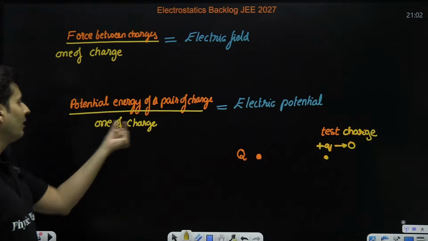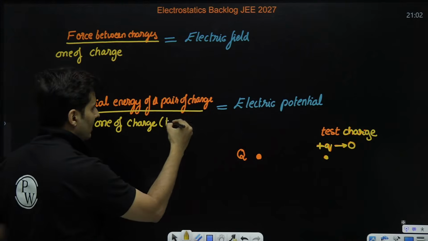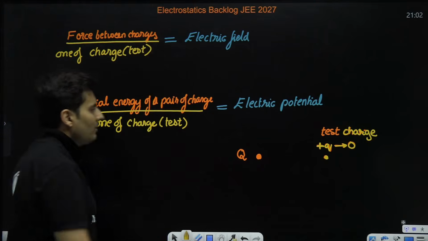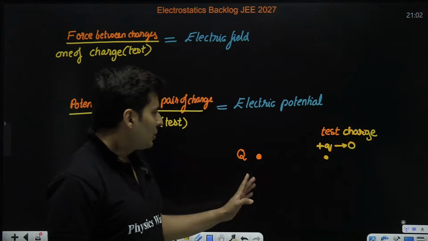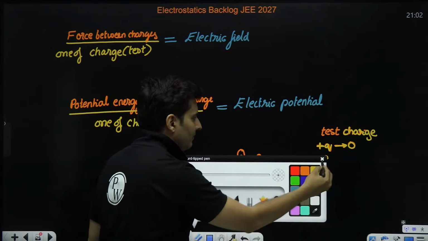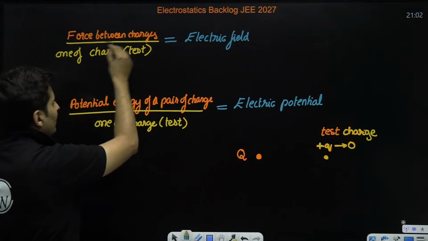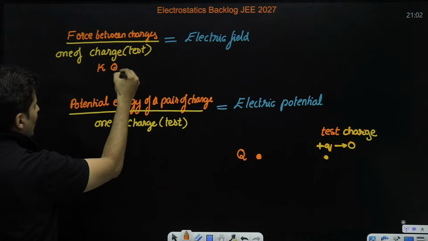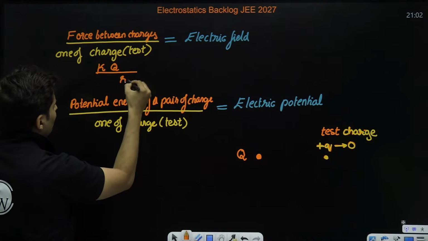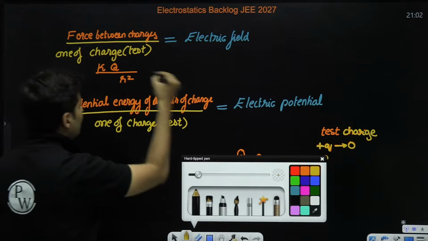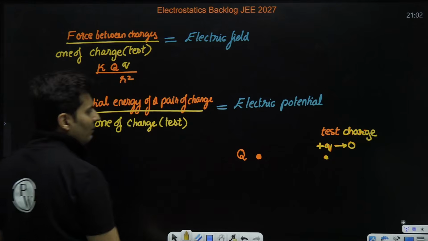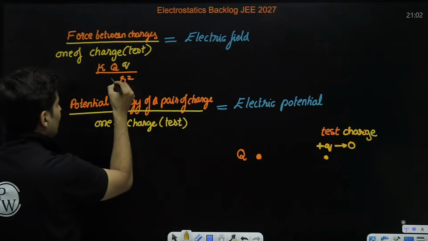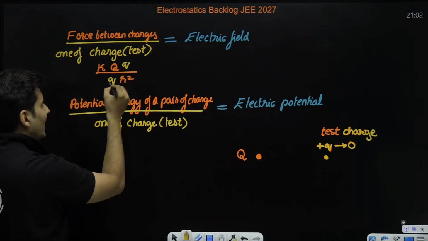One of the charges is always going to be the test charge, because you cannot divide it with any other charge. So just imagine the force between the two charges was k, charge 1, charge 2 divided by R square. The second charge will be q, divided with one of those charges. But which one? The test charge necessarily. So if I divide with q, q will get cancelled.